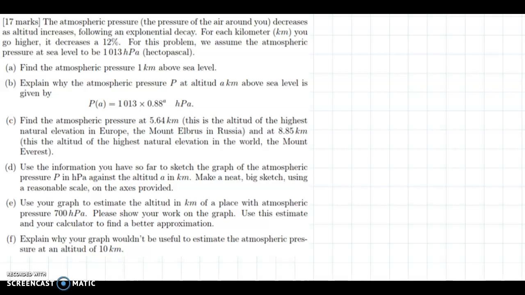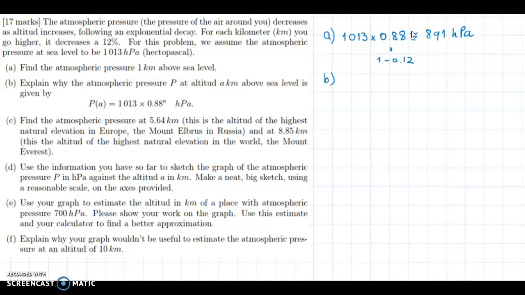So the first thing we want to find is what is the atmospheric pressure 1 kilometer above sea level. So that means that we are talking about a 12% decrease of 1013. So we want to multiply 1013 by 0.88, because 0.88 is 1 minus 0.12, so it's a multiplier for a 12% decrease. If you do this computation in your calculator, you will get approximately 891 hectopascals. So that was the answer for part A.